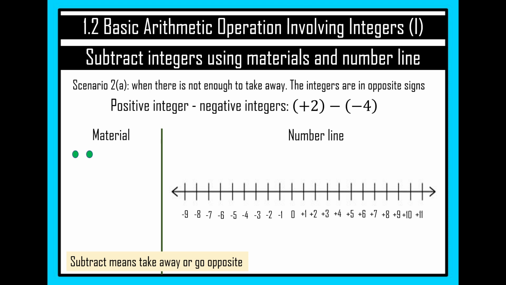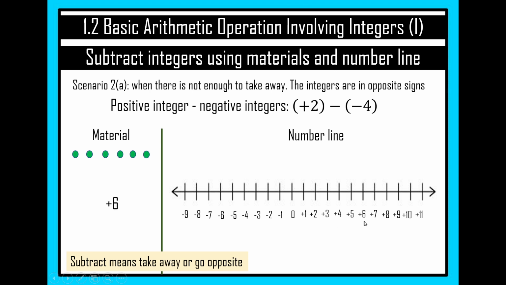Remember, a zero pair doesn't change the value. So I'm going to add enough so that I can take away 4 red circles. Right, so there's 1, 2, 3, 4. Now I have 4 red circles. I'm going to take them away. Okay, it is left with 6 green circles.